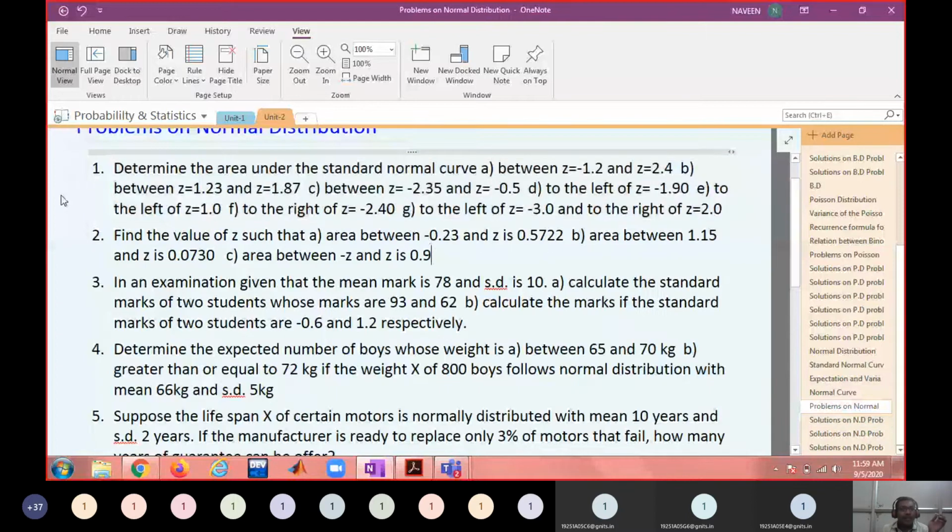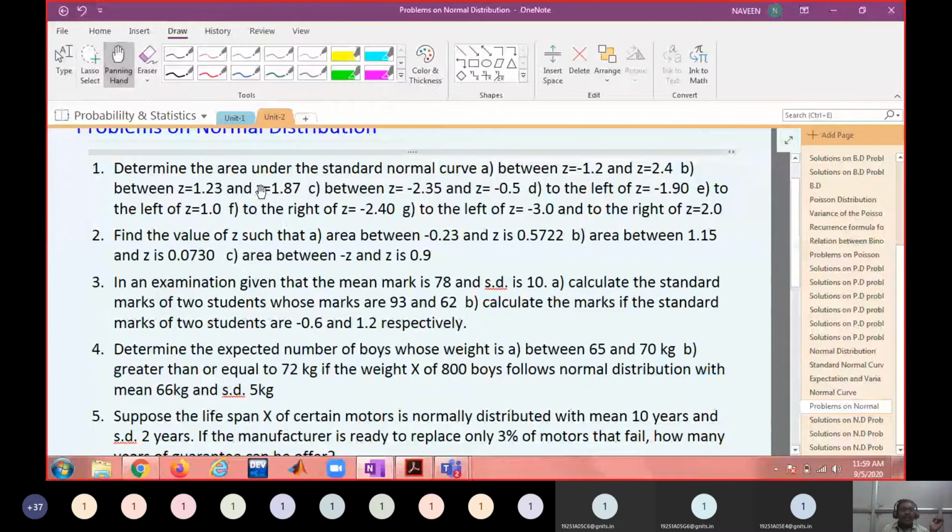Note down, all of you please note down the first problem. Determine the area under the standard normal curve. There are several questions under this. First one, between z equal to minus 1.2 and z equal to 2.4. Let us do this problem first.